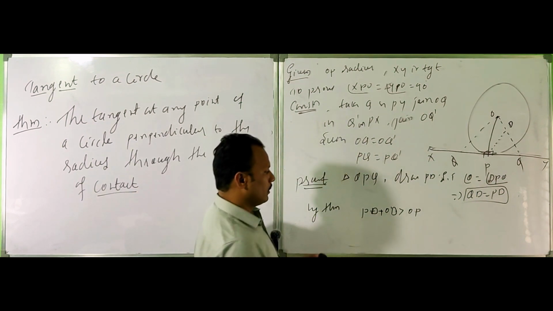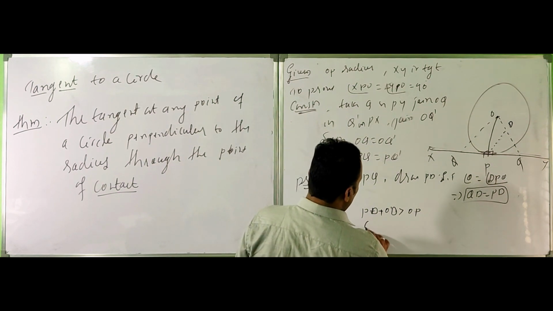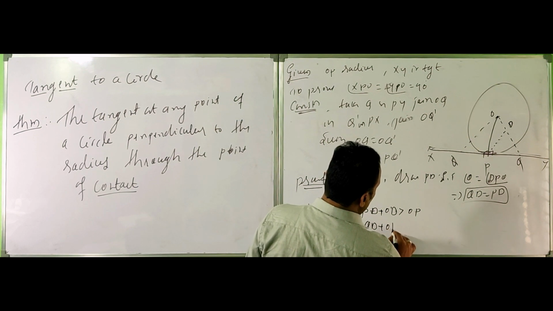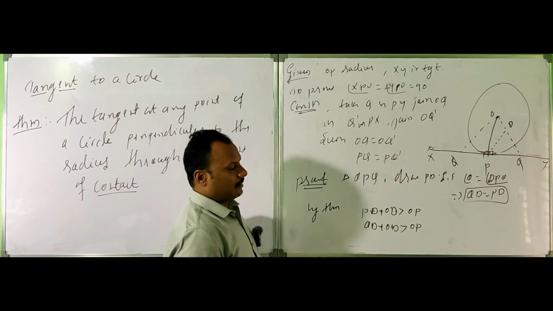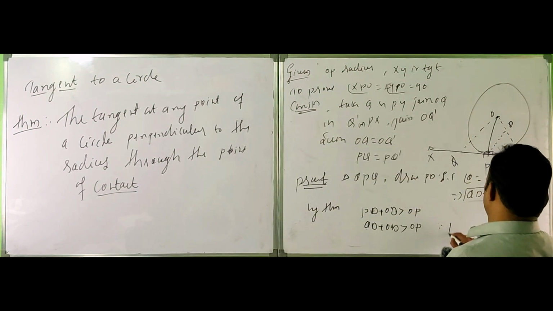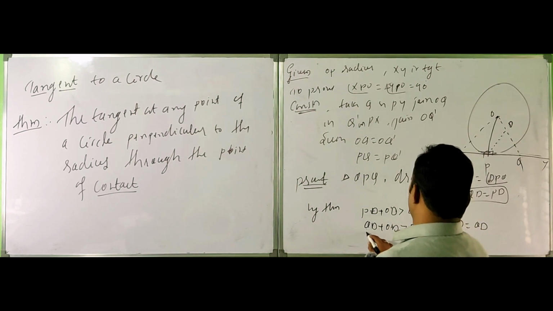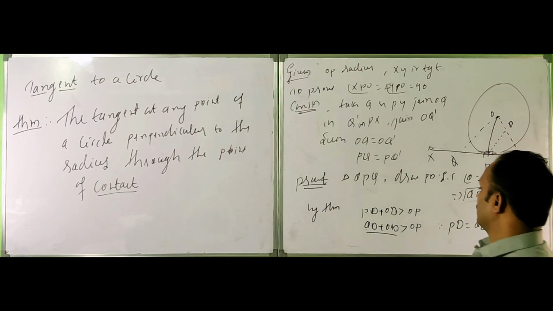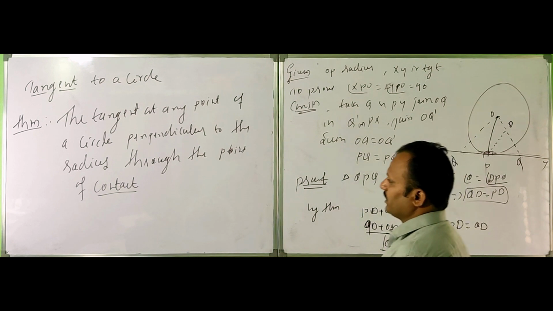You can check it out also. What is the PD here? Because I will draw PD equal to QD, QD plus OD is greater than OP. What is QD plus OD? Because PD is equal to QD, this implies OD plus DQ is OQ. OQ is greater than OP. This part I proved here in the theorem.